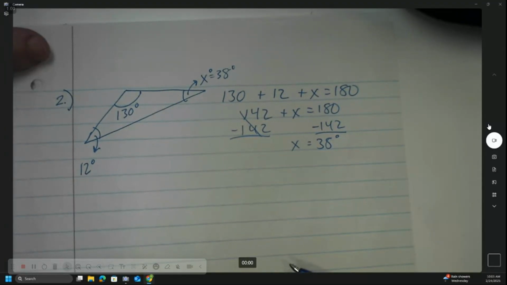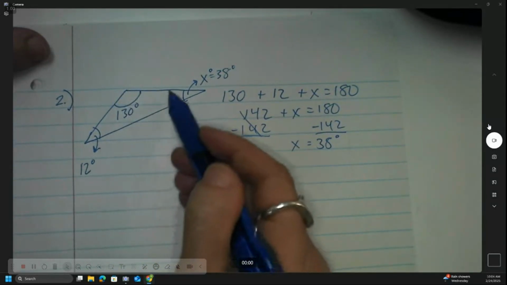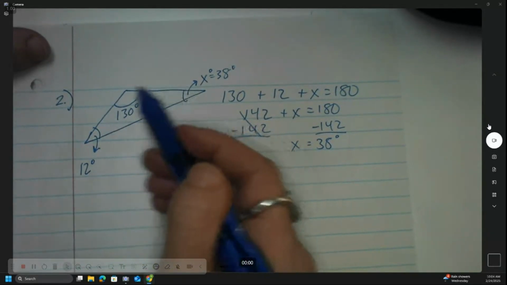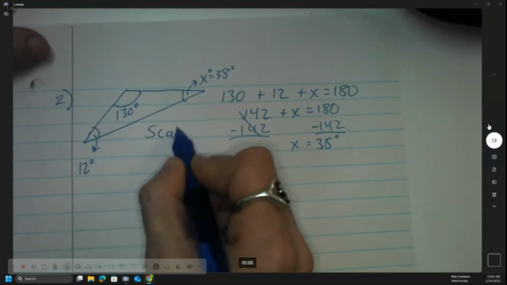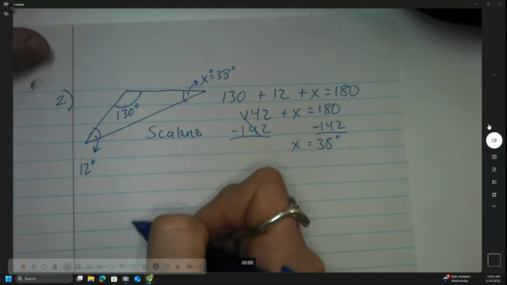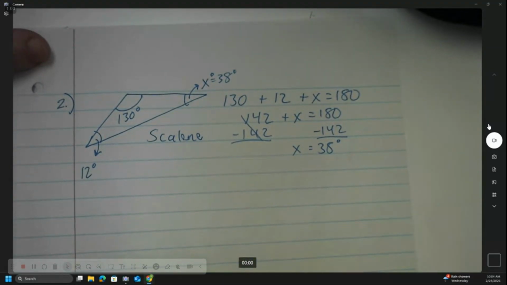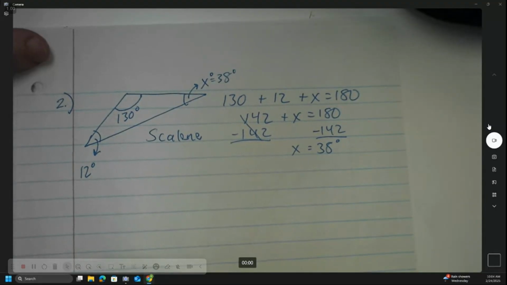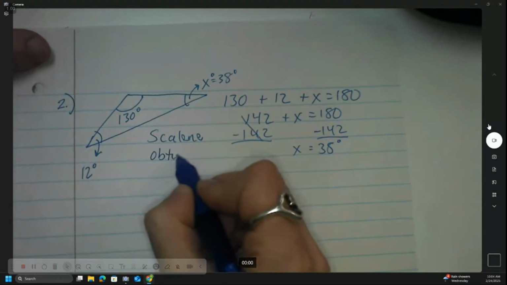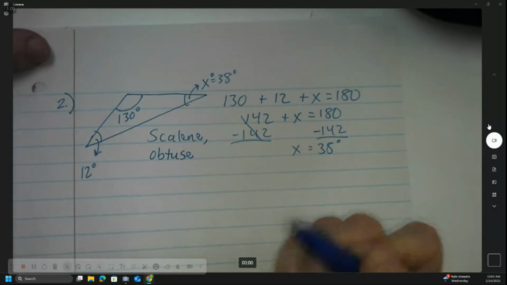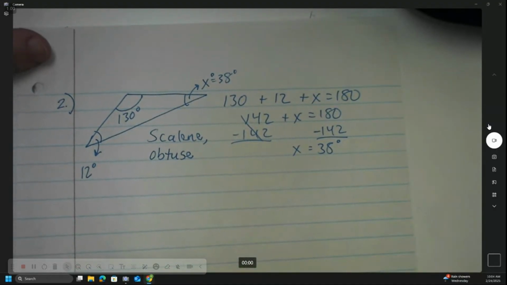Let's go ahead and classify it by its angles and by its sides. I don't see any hash marks, so that means that all side lengths are different. So this is a scalene by sides. And by angle, remember, all it takes is one obtuse angle in order for it to identify as an obtuse triangle. So it's scalene and obtuse. And there you found the missing measure.